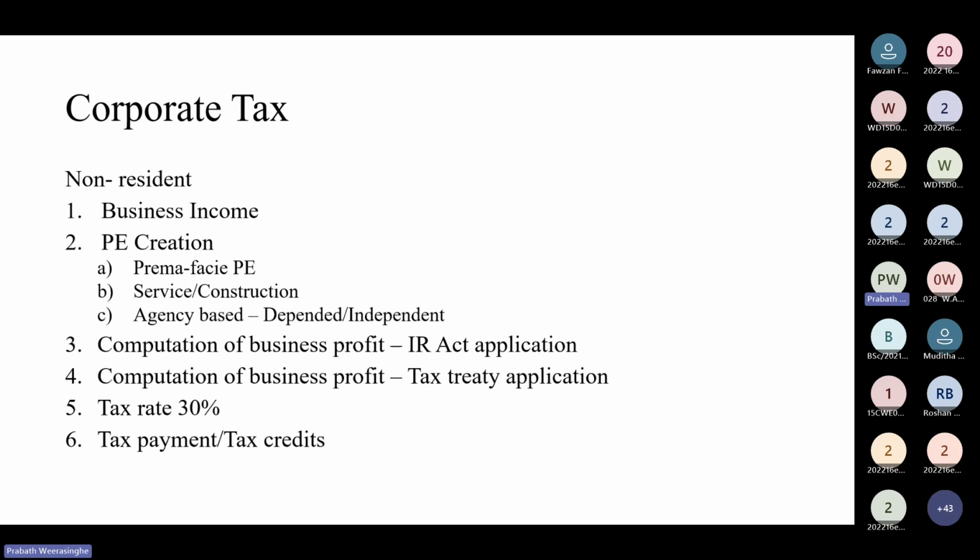So then we focus on the business income to a non-resident person and PE creation under these three categories. Under Article 5, it says the recognition of PE. You are focused on the recognition of business income and application of the Inland Revenue Act and the tax treaty's respective article, which is basically Article 7. And thereafter you can work out the profit, apply the rate and work out the tax liability. Right?